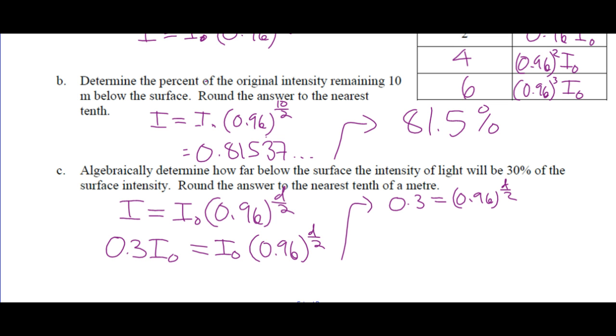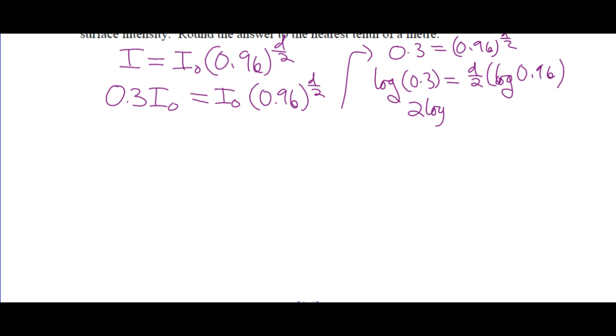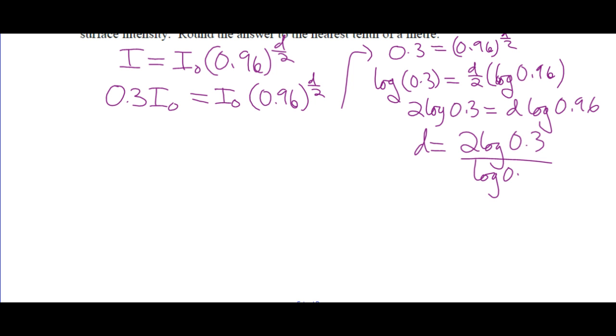Solve. What are we going to do? Take the log. Log 0.3 is D over 2 times log 0.96. You want to get D, so multiply both sides by 2 and divide both sides by log 0.96. Showing a little more detail, 2 log 0.3 is equal to D log 0.96. So D is 2 log 0.3 over the log of 0.96.